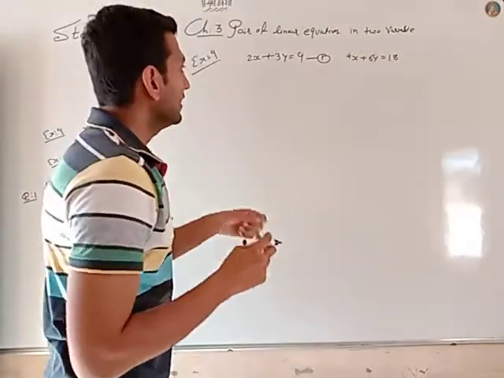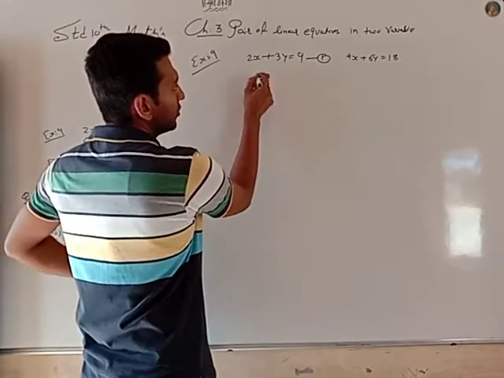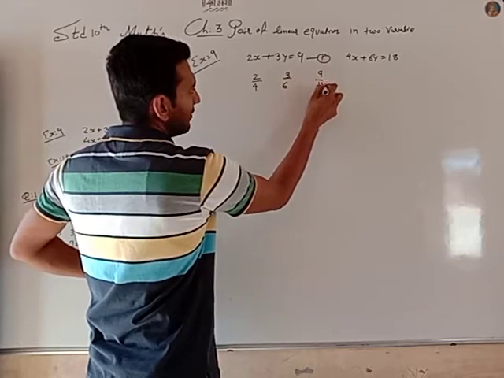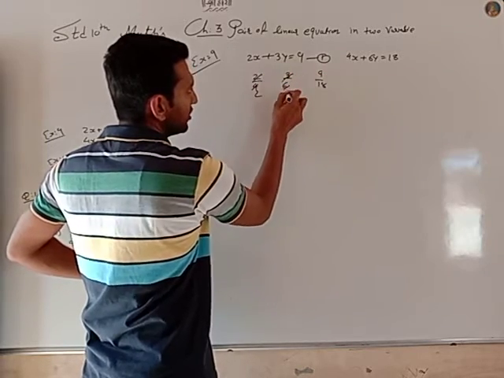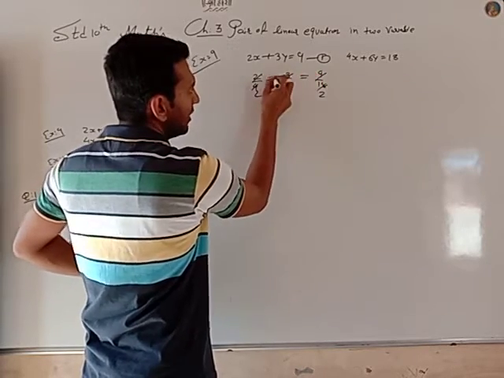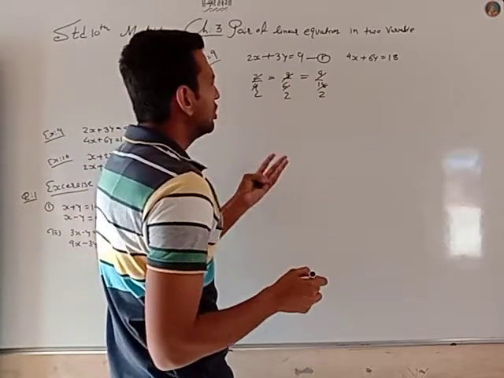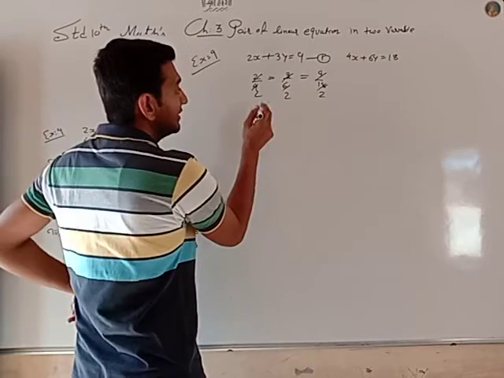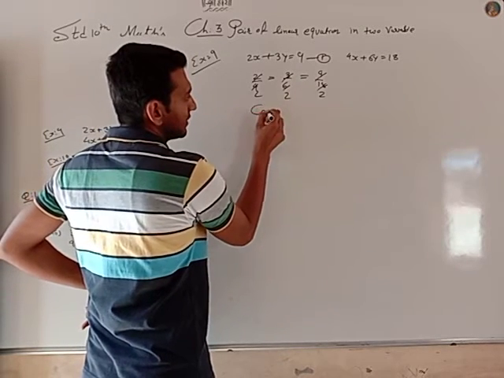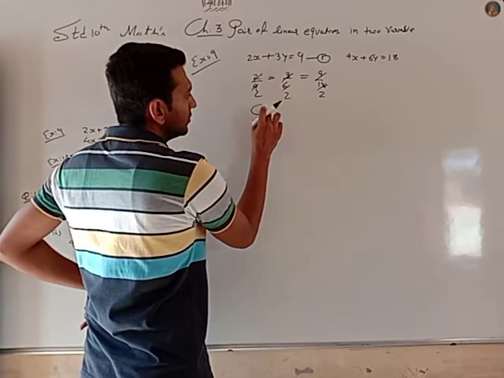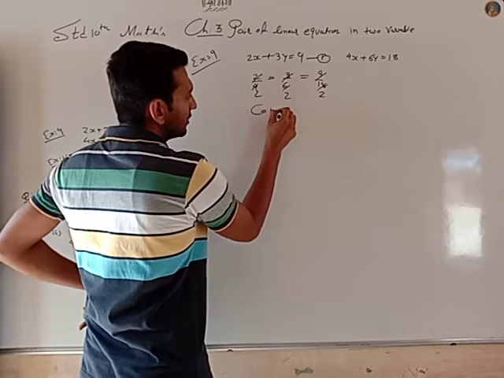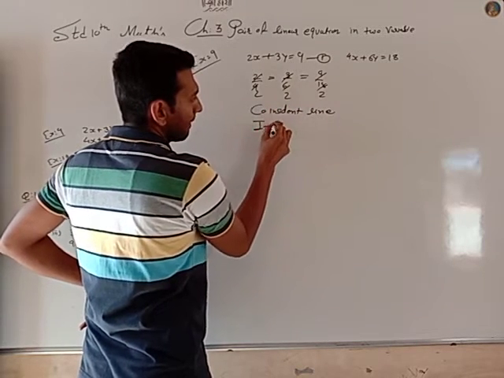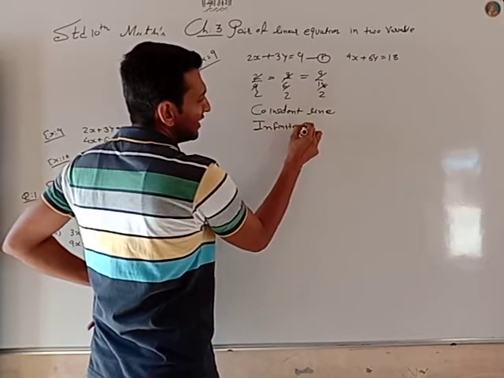Okay, here first find the ratio. 2 by 4, 3 by 6, 9 by 18. 2 twos are 4, 3 twos are 6, 9 twos are 18. 1 by 2, 1 by 2, 1 by 2 means equality is there. So in this case, coincident lines, infinite solutions.